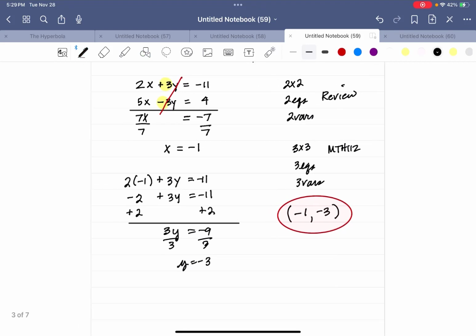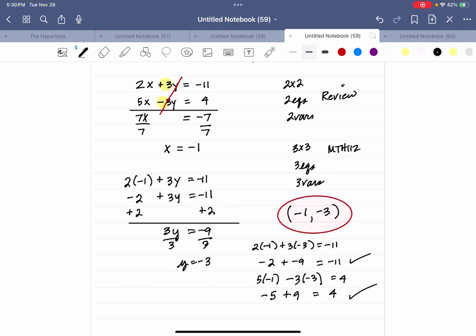You would say 2 times negative 1 plus 3 times negative 3, negative 11, negative 2 plus negative 9 is negative 11. Well, that works there, but it has to work in both. So 5 times negative 1 minus 3 times negative 3 is supposed to be a 4. Negative 5 plus 9 is 4, and it also works there. So it's in your best interest if you double check it in all the equations, okay?